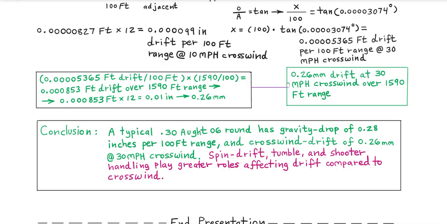So we identify a 0.26 millimeter drift at 30 mile per hour crosswind over 1590 feet range for the 30-06 rifle. So the conclusion is a typical 30-06 round has a gravity drop of 0.28 inches per 100 feet of range and a crosswind drift of 0.26 millimeters at 30 mile per hour crosswind. So the spin drift, tumble, and shooter handling play greater roles affecting drift compared to crosswind.